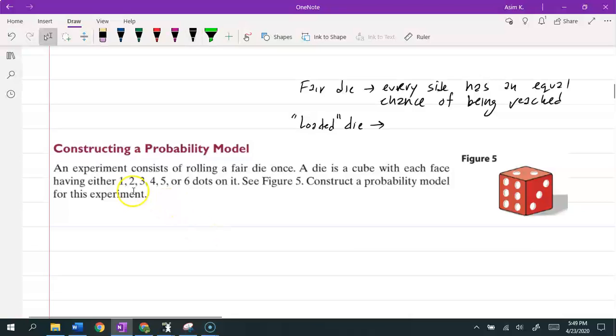So it says an experiment consists of rolling a fair die once. So you're only rolling this thing once. A die is a cube with each face having either 1, 2, 3, 4, 5, or 6 dots on it. So we know that, and of course we see it in the figure. It says construct a probability model for this experiment. So again, a probability model basically begins with you writing down a sample space. You begin by saying that it could be a 1, it could be a 2, it could be a 3, a 4, a 5, or a 6.